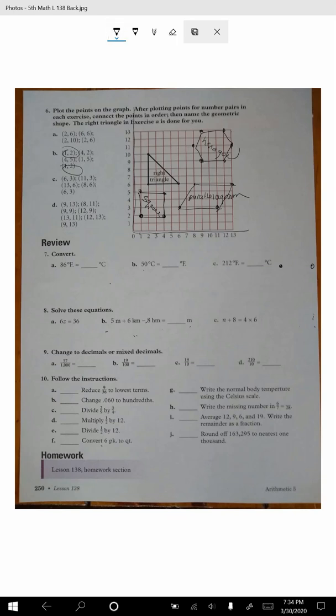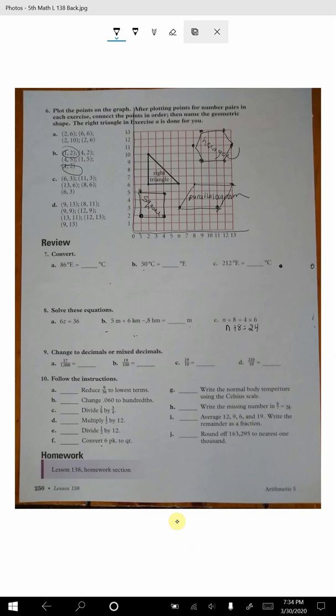All right. So here's n plus 8 equals 4 times 6. I need to find what n is. The question is, which side can I work on right away? Well, I can do 4 times 6. You all know it's 24.